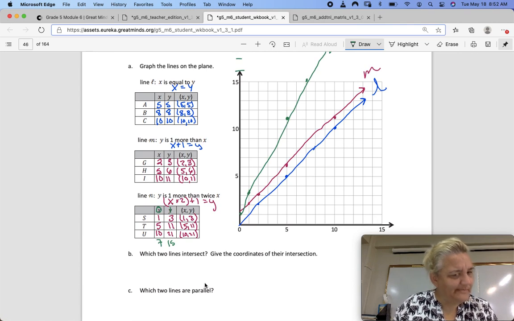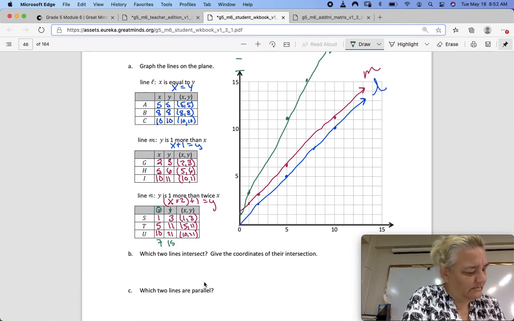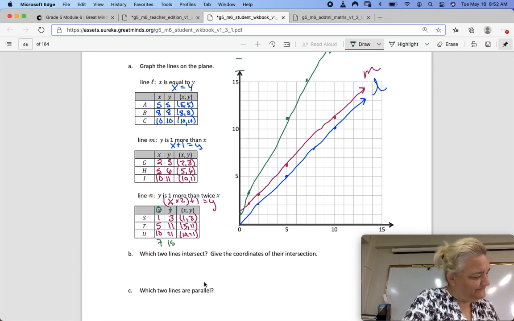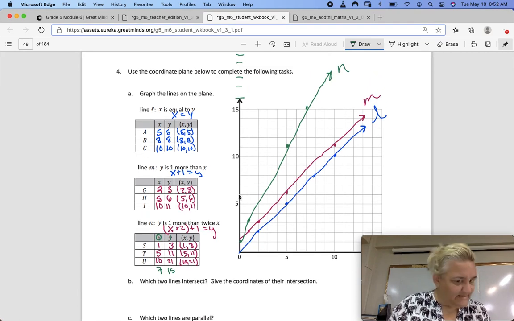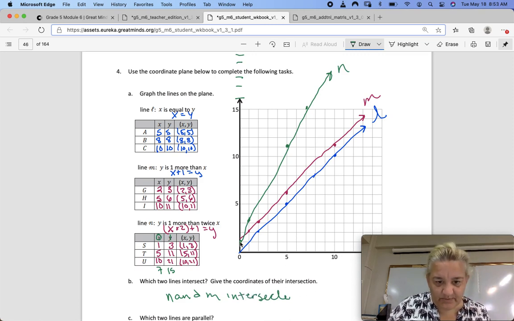Is that how they did that one? I'm going to double check. Oh yeah, sure is. Okay. So, and this one is N, right? So N is going to intersect with M. And the coordinates of their intersection would be at 0, 1. Do you see how they both land right there? And I can show you that here because if x up here were 0, plus 1 would be 1. Okay, so 0, 1, 0, 1, that's where they intersect.